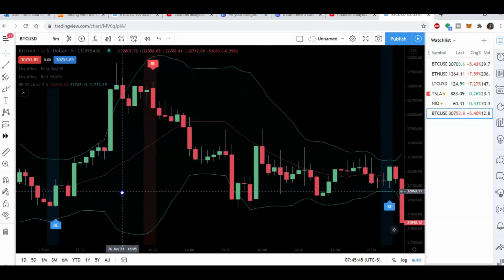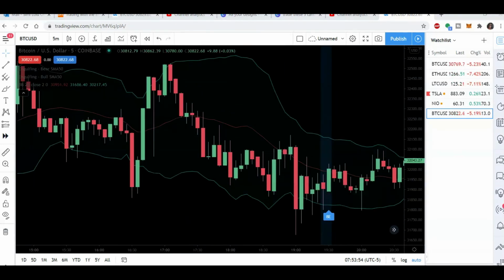If we move along, even though we have a bullish pattern showing up right here, it's not backed up by the Bollinger Band theory of buying at the bottom of the Bollinger Band. And so you can see there's not much of an increase in price action. So you always want to make sure you're not relying on any one particular indicator.